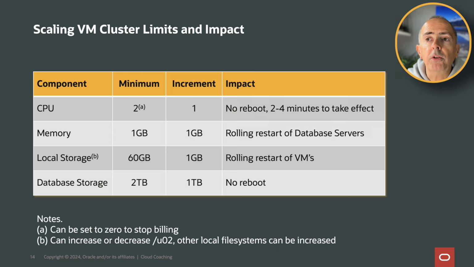For CPUs, each VM has a minimum of 2 to run the VM software and the grid infrastructure, and you can increment by 1. Scaling this up or down doesn't require a reboot, but typically takes somewhere between 2 to 4 minutes to take effect. Setting the OCPUs to 0 is the way to stop billing on that VM cluster.